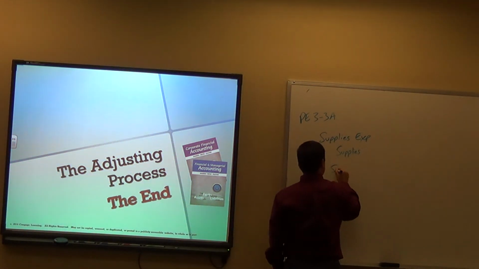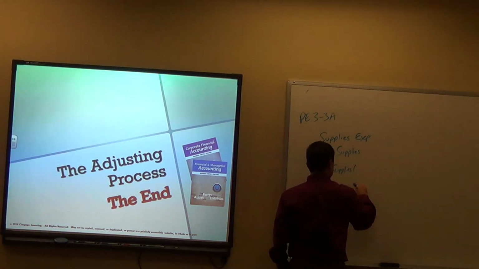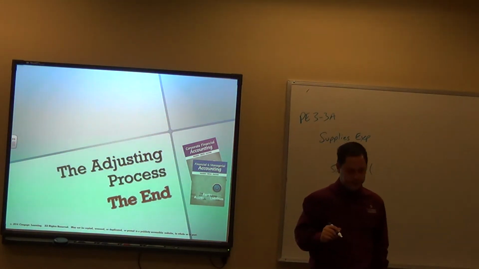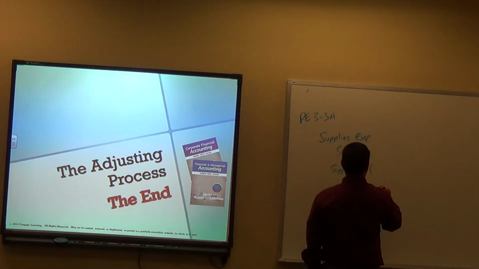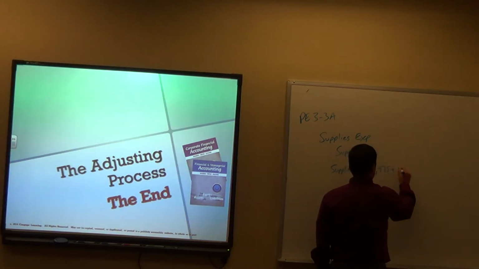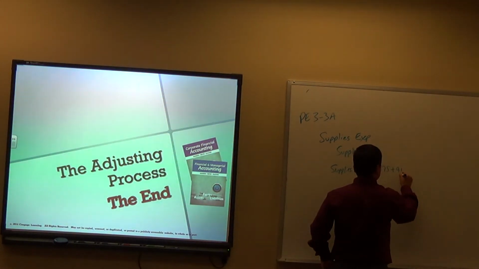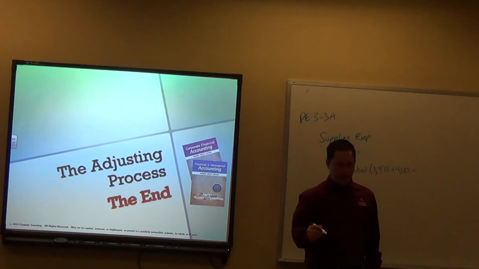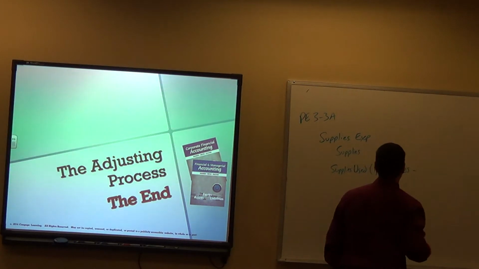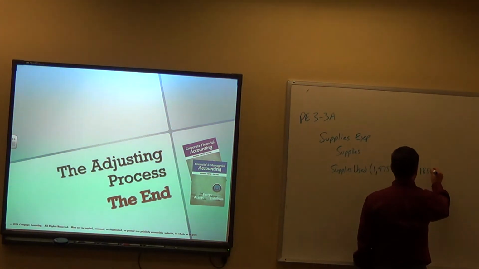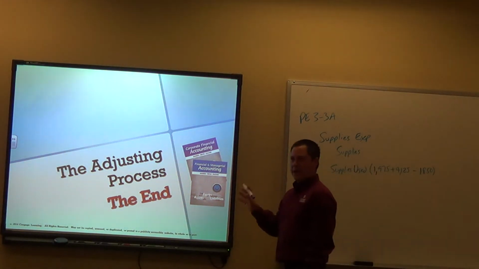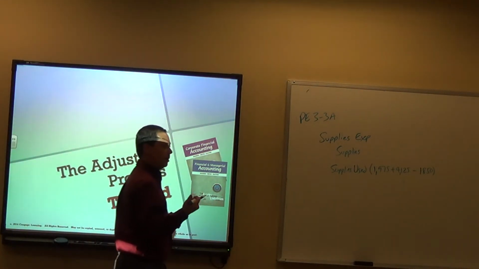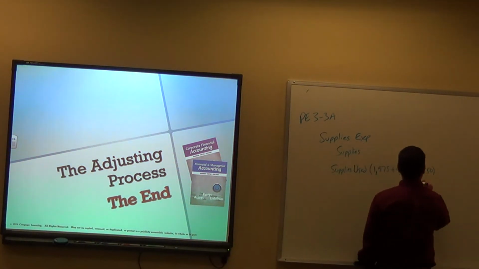To figure that out, we'll call it supplies used here. And I had 1975 and 4125. I'm going to take away what I had at the end, which is 1850. Any questions on how I got to that point? I added what I started with to what I purchased, and then took away what I have at the end, because that tells me what I've used.